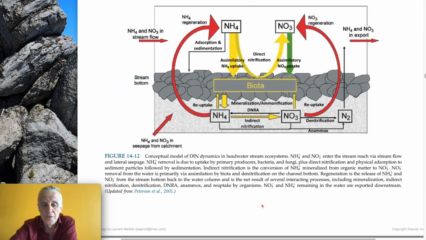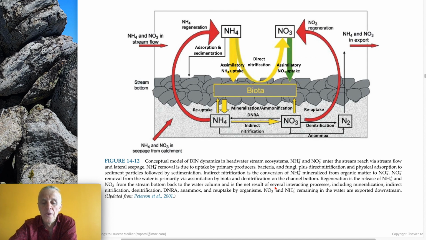Figure 14-12, conceptual model of dissolved inorganic nitrogen dynamics in a headwater stream ecosystem. Ammonium and nitrate enter the stream reach via stream flow and lateral seepage. Ammonium removal is due to uptake by primary producers, bacteria and fungi, plus direct nitrification and physical adsorption to sediment particles followed by sedimentation.